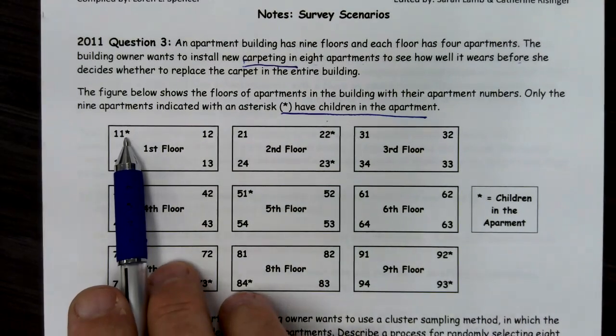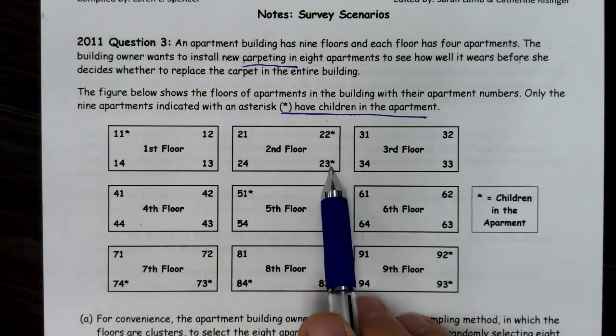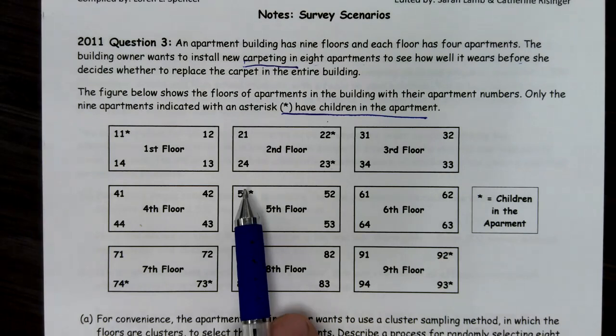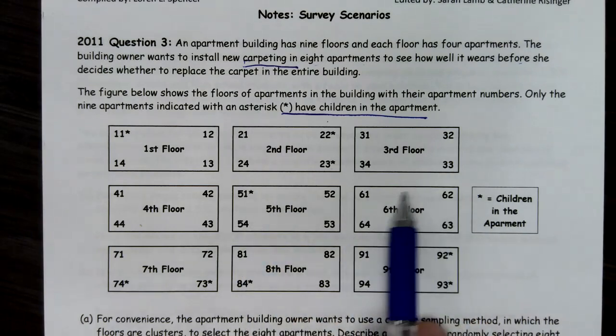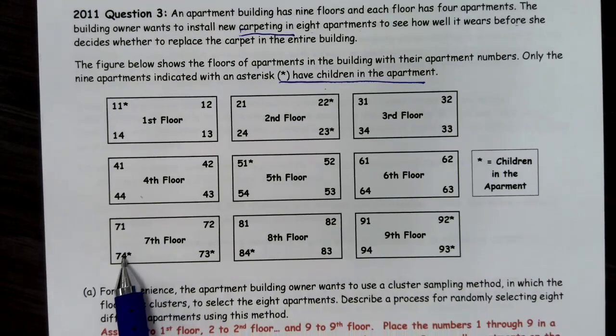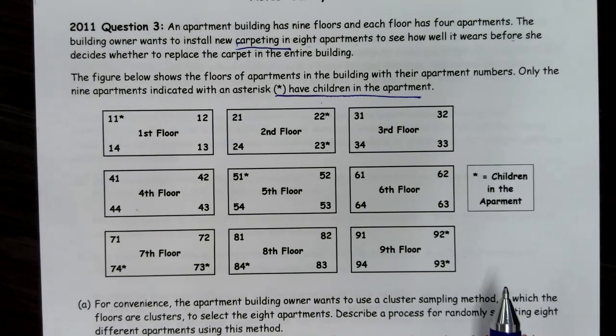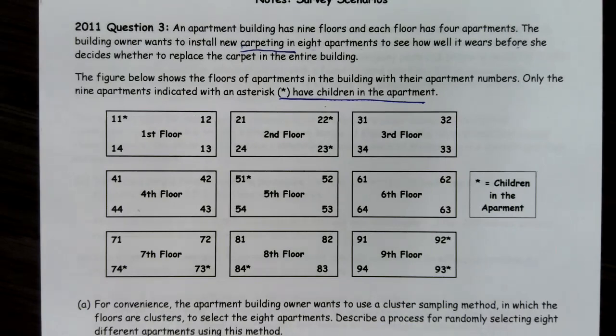So I see this one has children. These two have children. No children on this floor, none on this floor. This one has children here. This one has no children on the floor. Here we have children here, etc. Children here, and then children over in these two. Okay? So some of the apartments have children. Some of the floors don't have children.